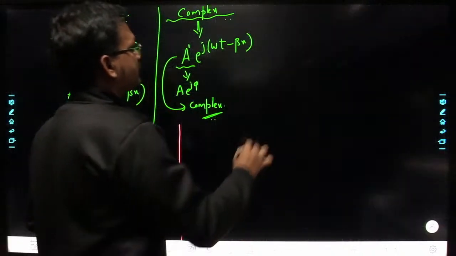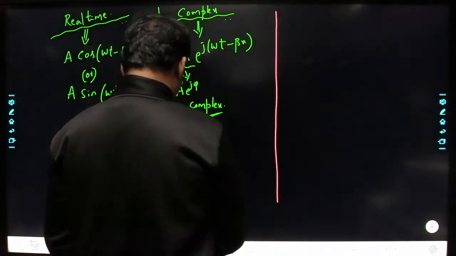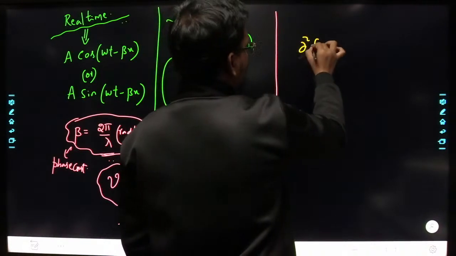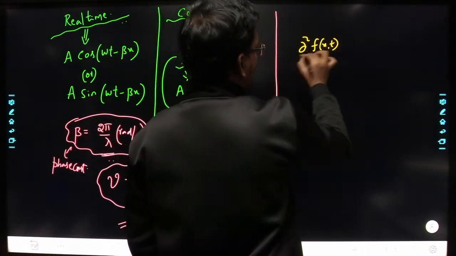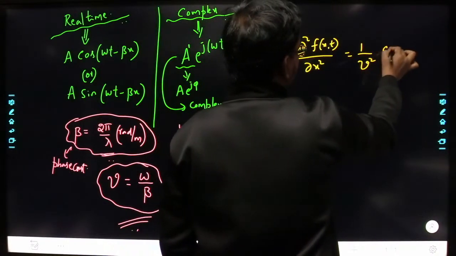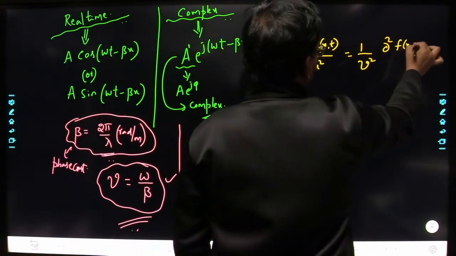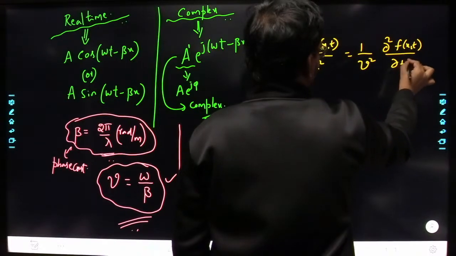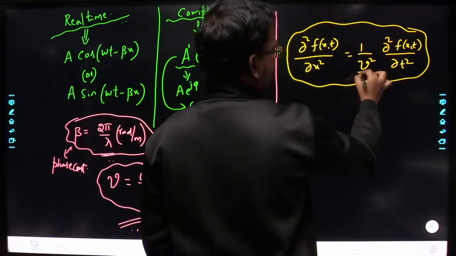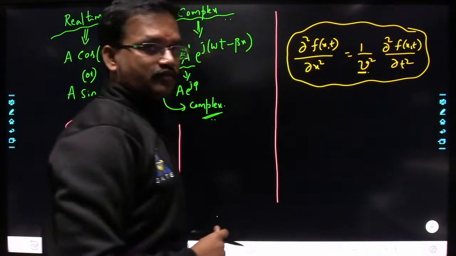Also I have explained how the wave equation is going to look like: dou square f of x comma t by dou x square is equal to 1 by v square into dou square f of x comma t by dou t square. In this manner the wave equation looks, where v represents the velocity of the wave.